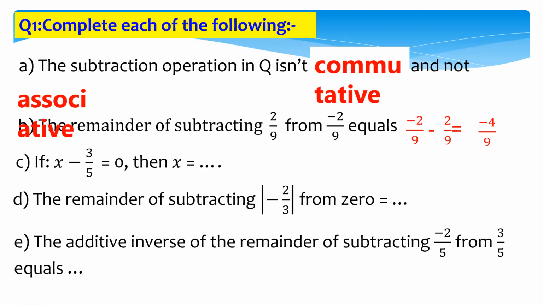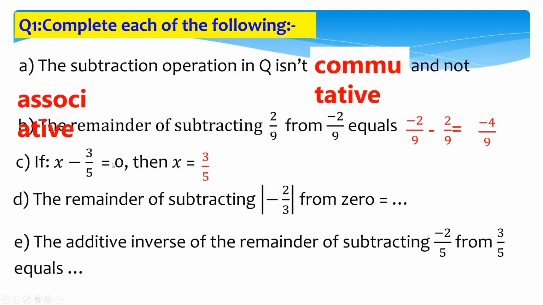Point C: if x minus 3 over 5 equals 0, then x equals 3 over 5. When you subtract any two rational numbers and the result equals 0, that means the two numbers are equal, like 1 minus 1 equals 0 and 2 minus 2 equals 0. That means x equals 3 over 5.